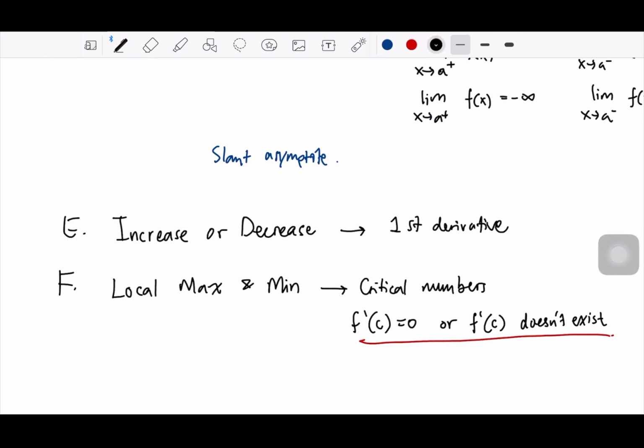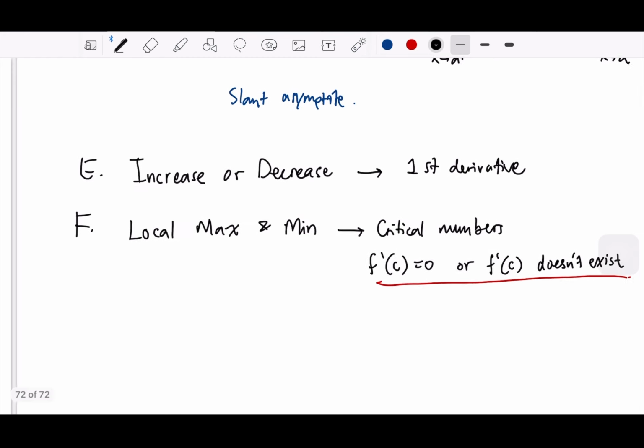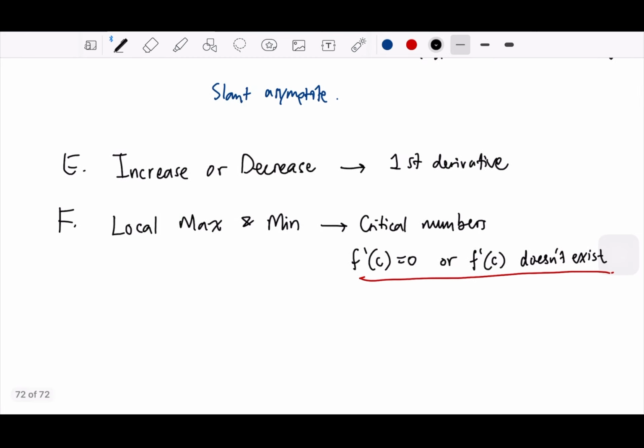Okay, those are the critical numbers. Aside from checking number by number, we can also check max and min through the second derivative. If this is positive at a critical number c, it means it will be a local minimum. If this is negative, it will be a local max.